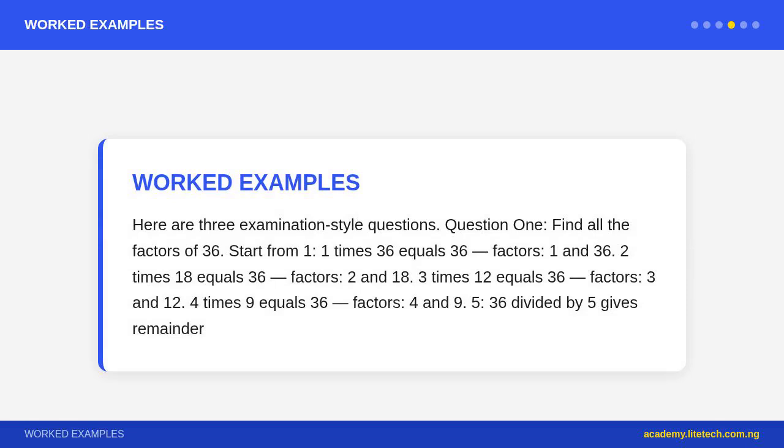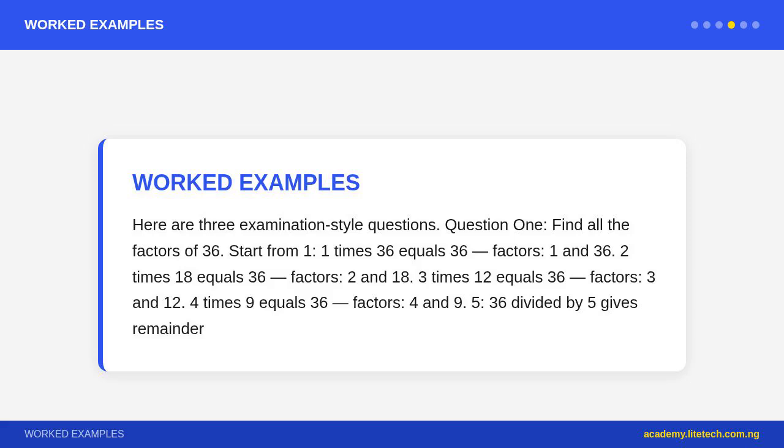Here are 3 examination-style questions. Question 1. Find all the factors of 36. Start from 1. 1 times 36 equals 36, factors, 1 and 36. 2 times 18 equals 36, factors, 2 and 18. 3 times 12 equals 36, factors, 3 and 12. 4 times 9 equals 36, factors, 4 and 9.